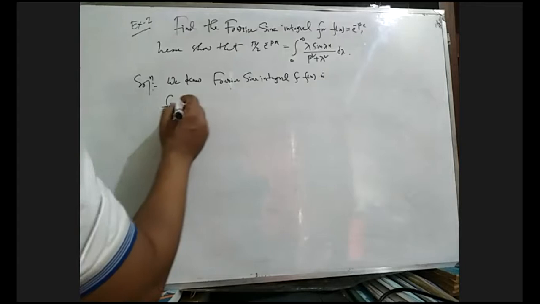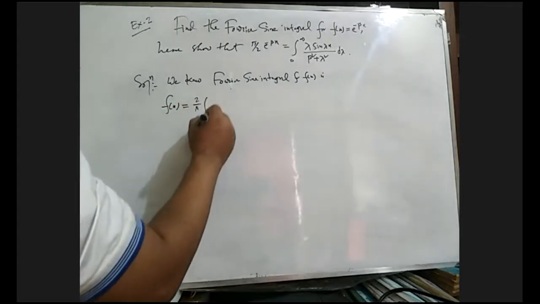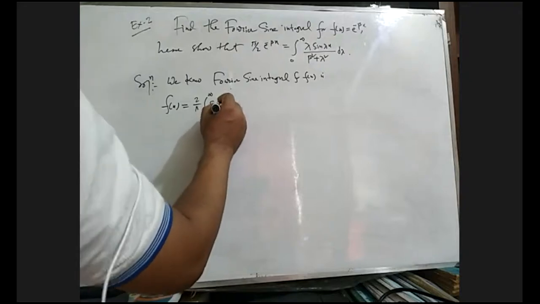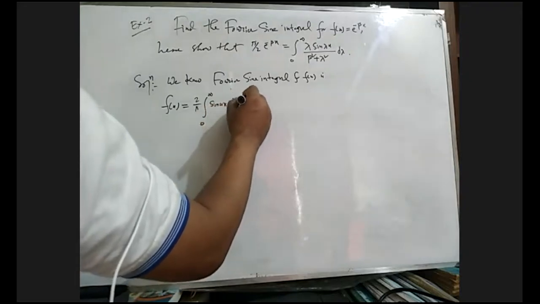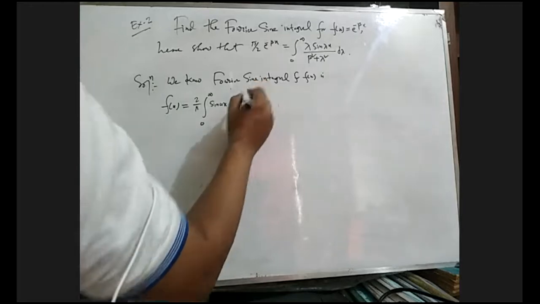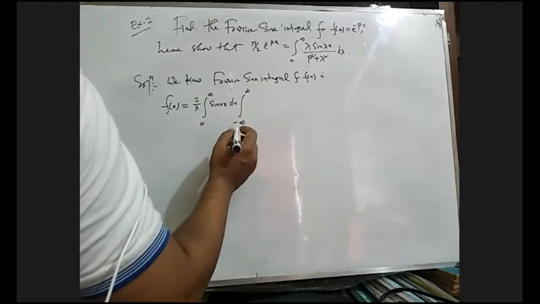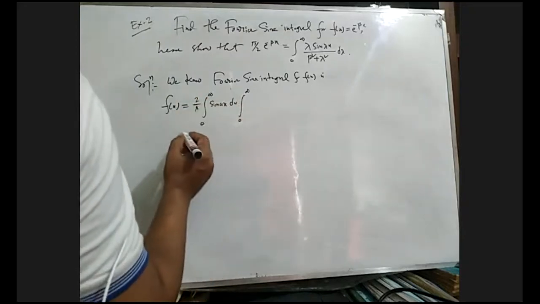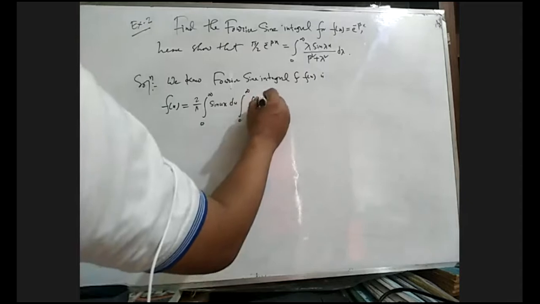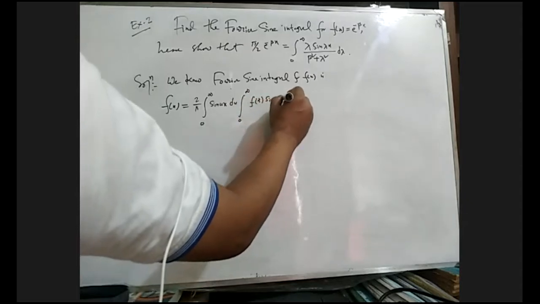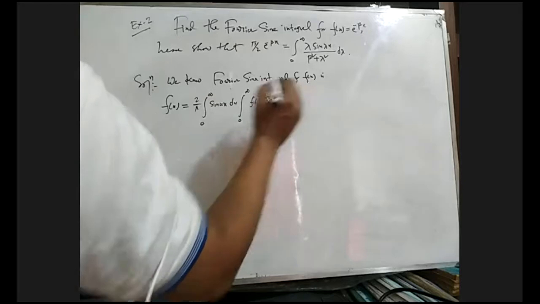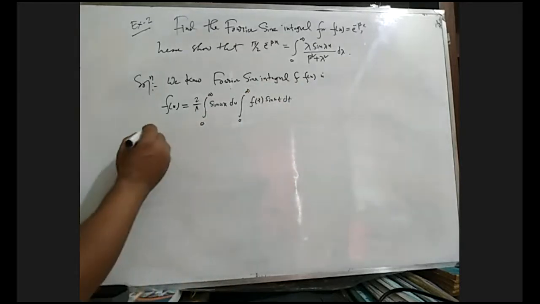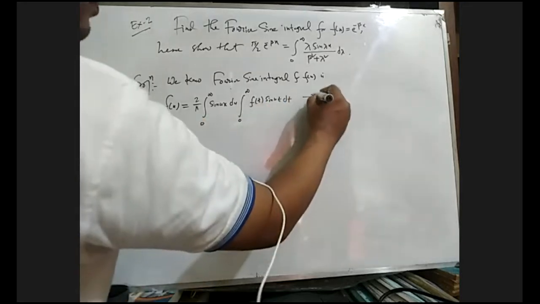2 by pi, integral from 0 to infinity sine ux du, 0 to infinity, because 2 by pi, f of t sine ut dt. This is equation number 1.